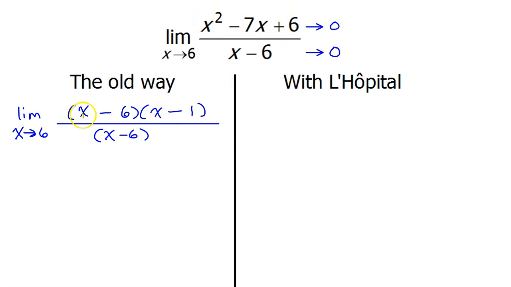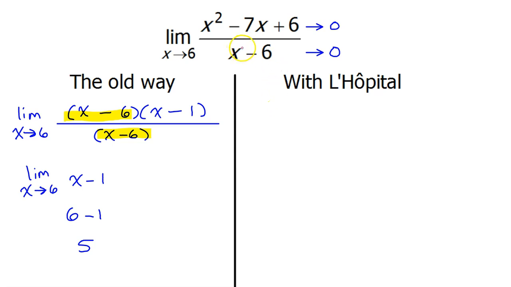Factoring the numerator gives us this, and we learned that you can cancel out common factors like this without changing the value of the limit. We can solve this limit by direct substitution. Plugging in 6 for x, we get 6 minus 1, which is 5.